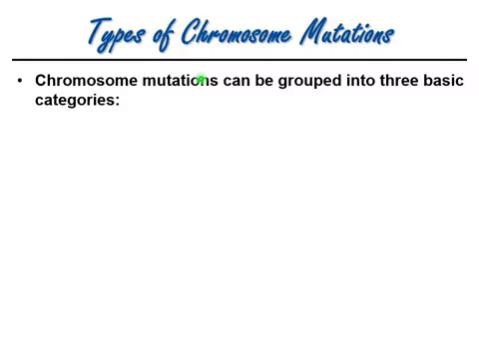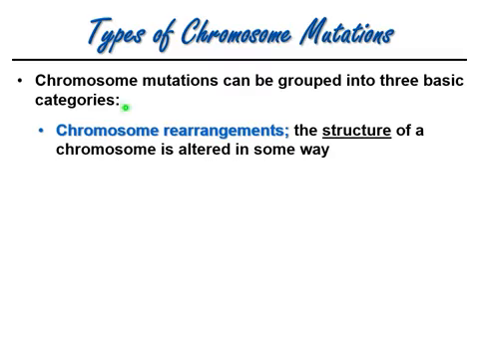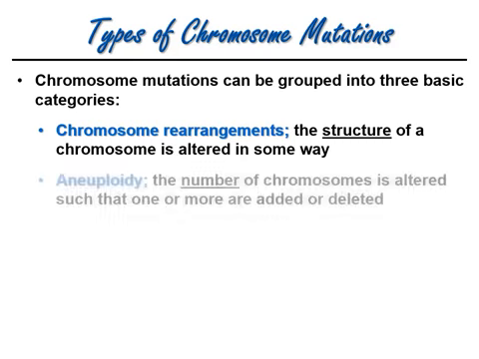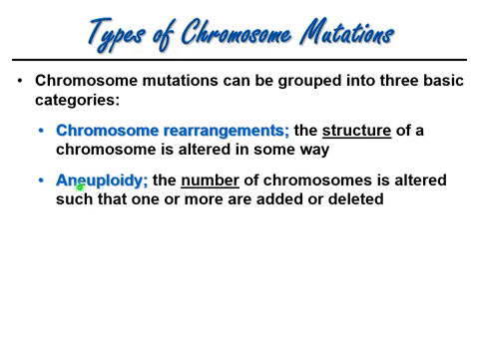So chromosome mutations are identifiable from these karyotypes. And chromosome mutations can be grouped into three basic categories. So we're going to talk about chromosome rearrangements. Chromosome rearrangements are when the structure of a chromosome is altered in some way, but the overall number of chromosomes doesn't change. Then we'll talk, I mentioned this earlier, right? Aneuploidies. There it is in a bullet point. We'll get into it in more detail in a moment.